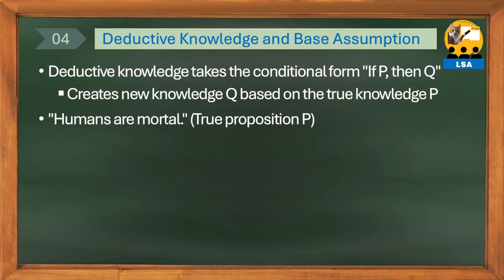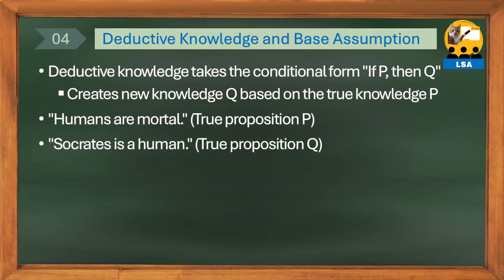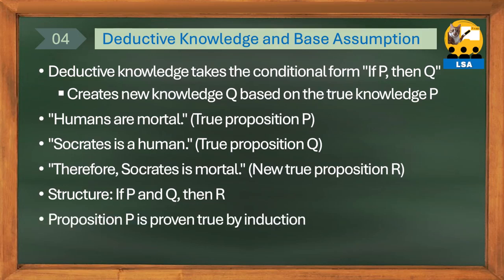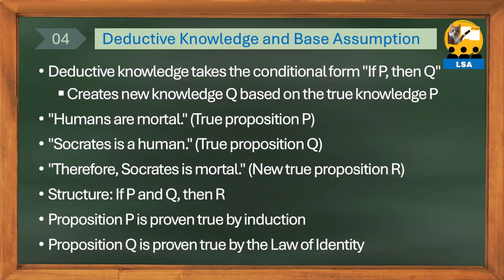Humans are mortal is the true proposition P. Socrates is a human is also the proven true proposition Q. Therefore, Socrates is mortal becomes the new true proposition R. This logic has the structure if P and Q then R. In this logic, proposition P was proven true by induction, and proposition Q was proven true according to the logical law of identity.